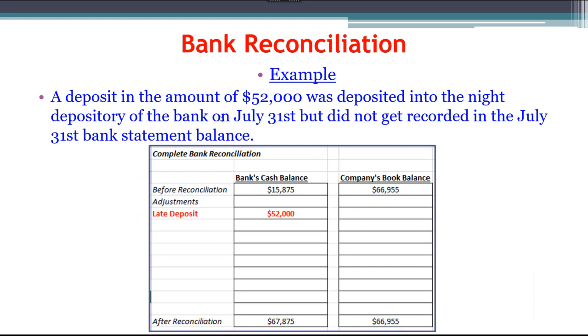Here, a deposit in the amount of $52,000 was deposited into the night depository of the bank on July 31st, but it did not get recorded in the July 31st bank statement balance. So it's already included in our balance. We already knew we made the deposit. We don't have to make any corrections on our side, but on the bank side, we have to add in the $52,000 in this reconciliation.